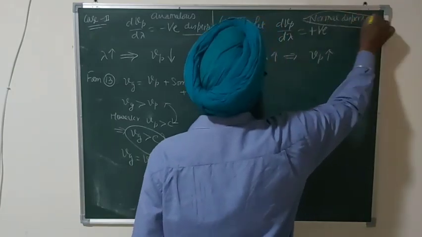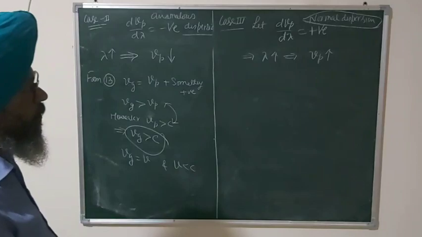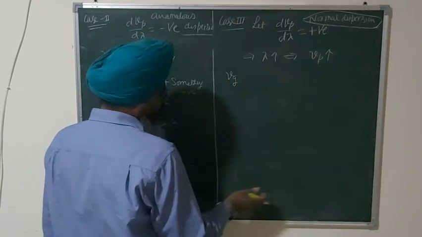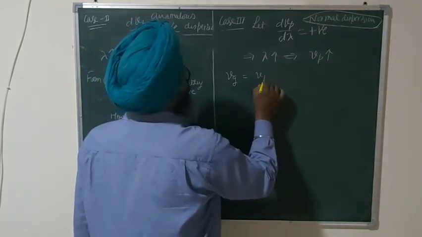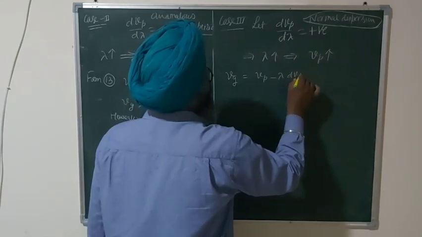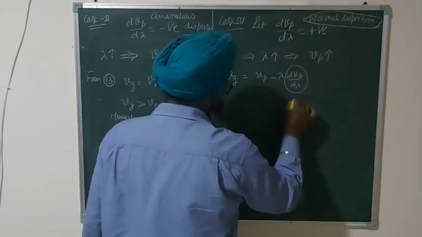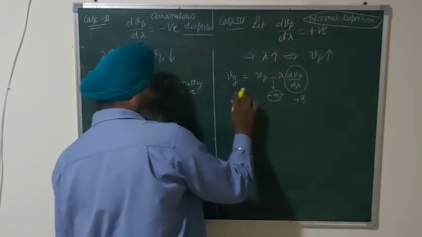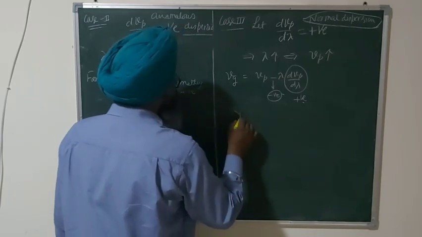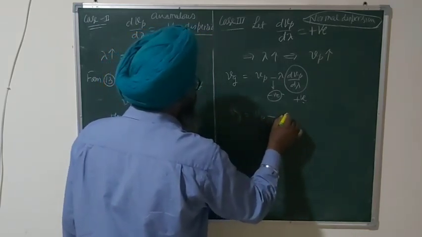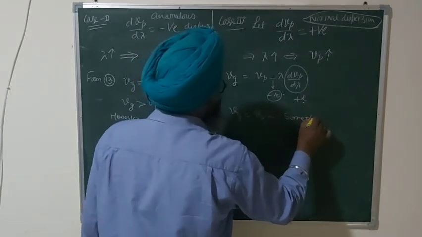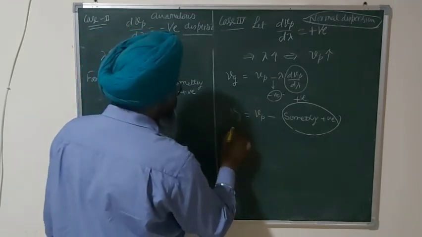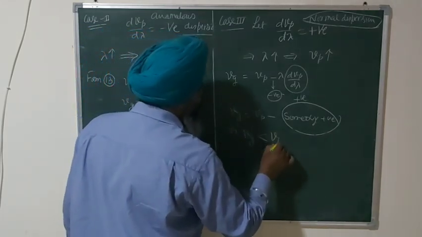So what will be obtained? What information can we extract from case 3? Now what was Vg? I incidentally erased that equation. Vg was given by Vp minus lambda dVp by d lambda. Now this quantity is positive and this minus sign, positive into negative, will make it negative. Therefore Vg will be equal to Vp minus something positive. Now something is being subtracted from Vp. It means definitely Vg will be less than Vp.